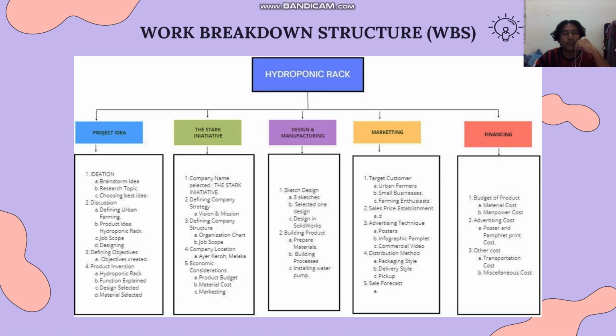For the start initiative phase, we create a company name, define company strategy, define company structure, choose a company location, and make economic considerations. For design and manufacturing, we sketch a design and build a product. For the marketing phase, we choose target customer, establish sales price, choose advertising technique, distribution method, and sales forecast. And lastly, for the financing phase, we calculate the budget of the product, advertising costs, and other costs.